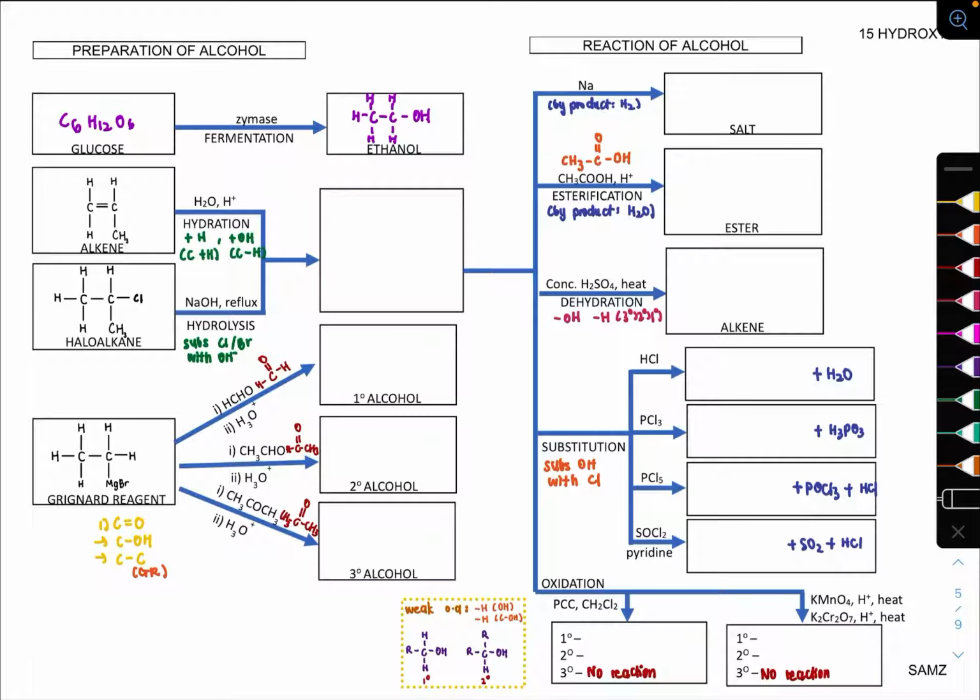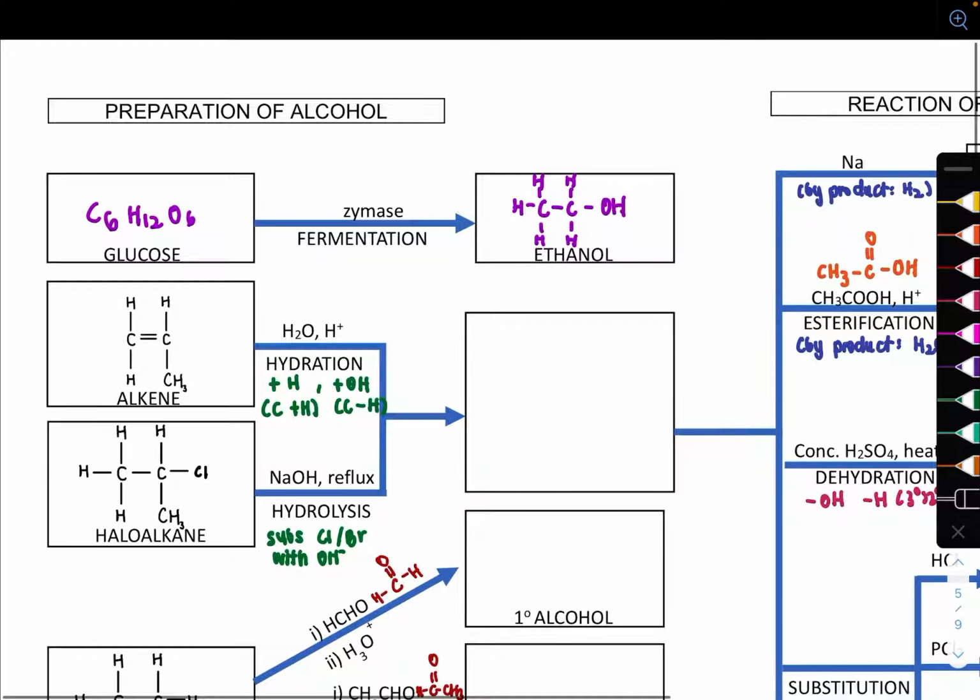Okay, now we will continue with our chapter 15, hydroxy compounds. For the preparation of alcohol, we actually have 4 ways. And 3 of these are actually a revision, which we have met in the previous chapter. The first one is fermentation. Fermentation is only applicable for ethanol.